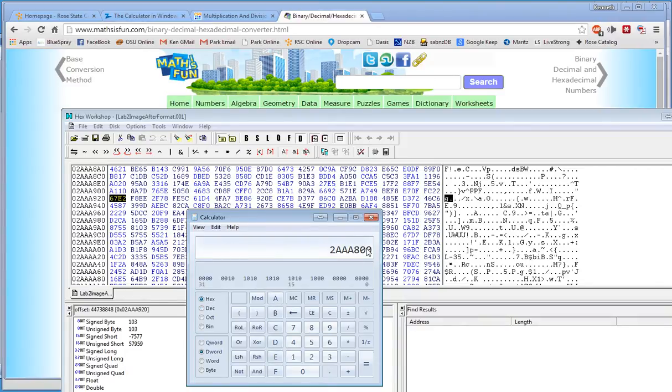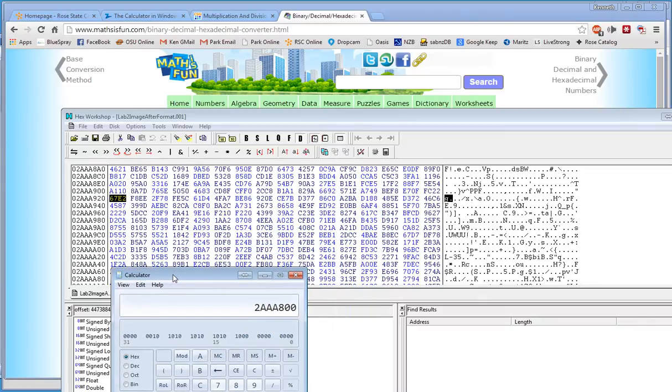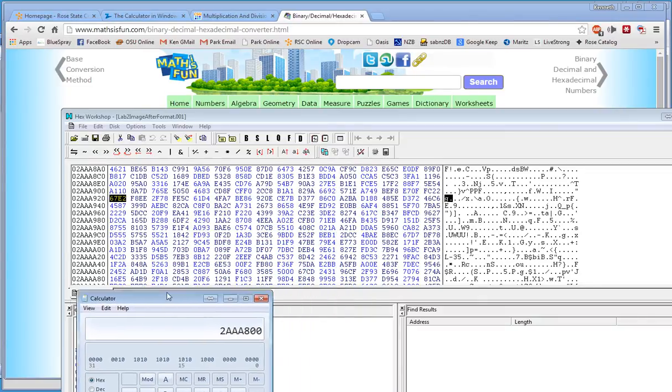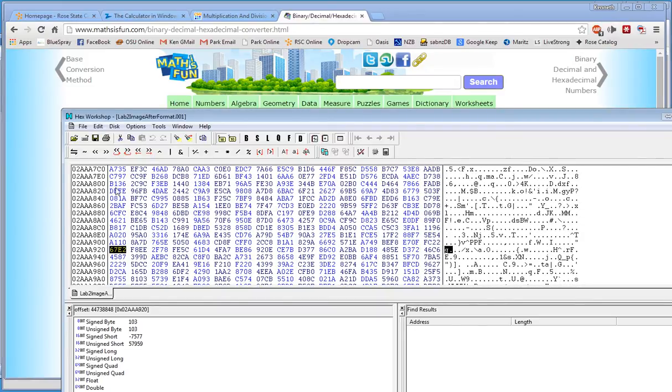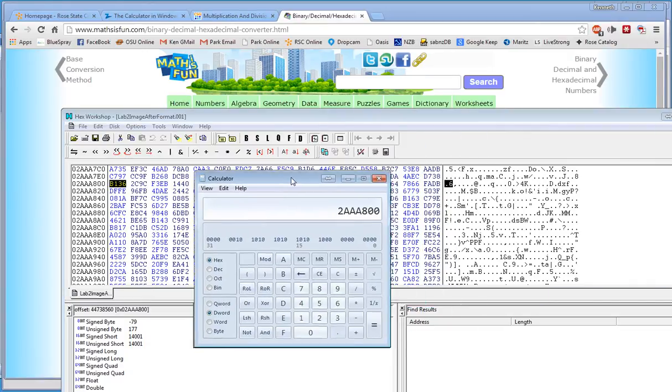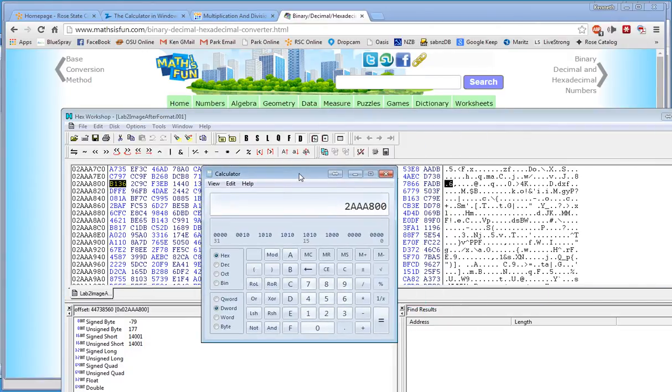Okay? Now remember, before we had 2AAA920. Now we have 2AAA800. So what that did is that told me that the beginning of the sector is actually right there. Let me move this calculator out of the way for a second. The beginning of the sector is actually right there. Okay? But what if I want to find the next sector? Well, you take that and add 200 to it. So I'm going to say plus 200. And there it is.